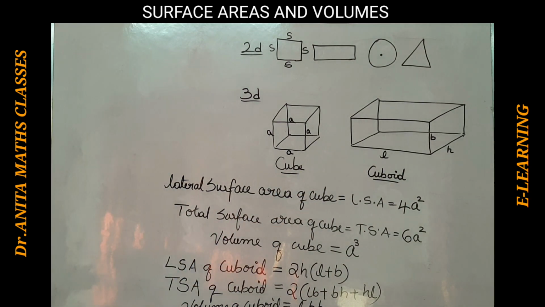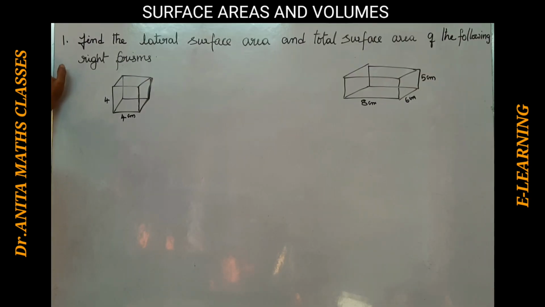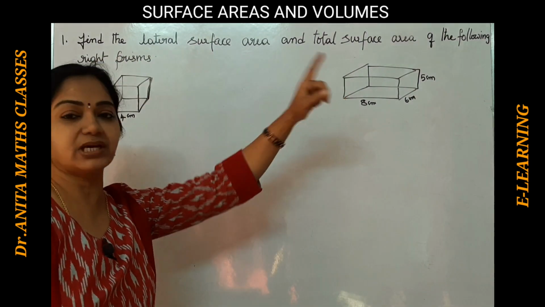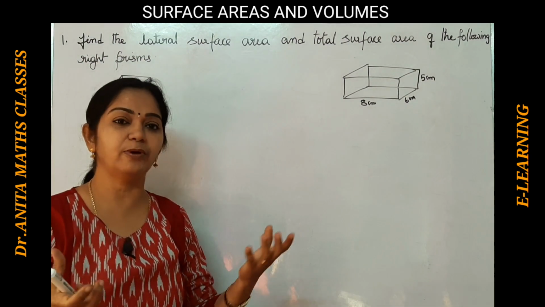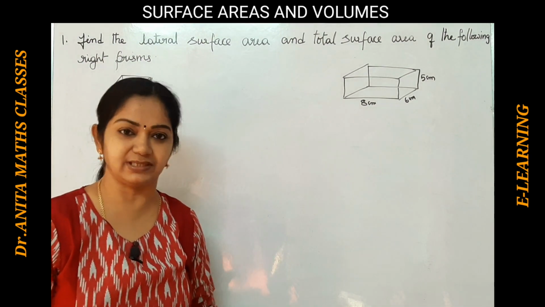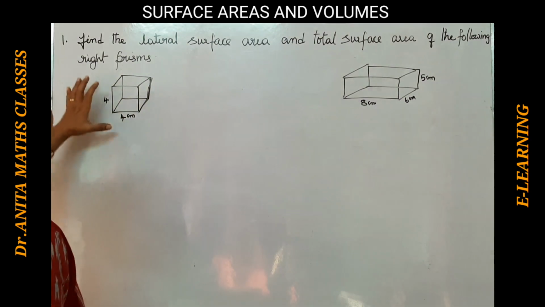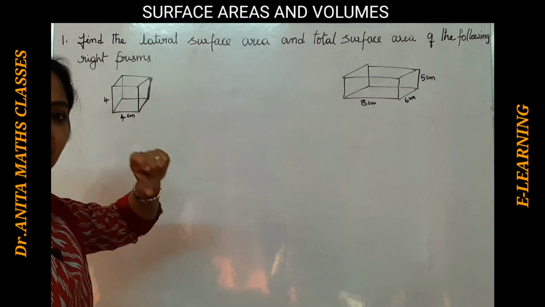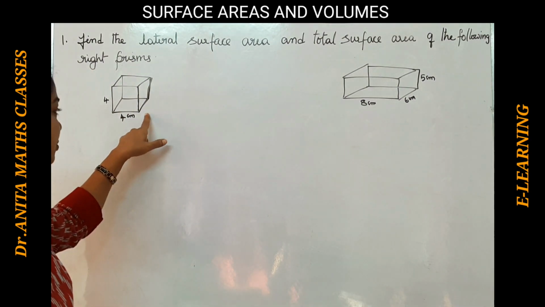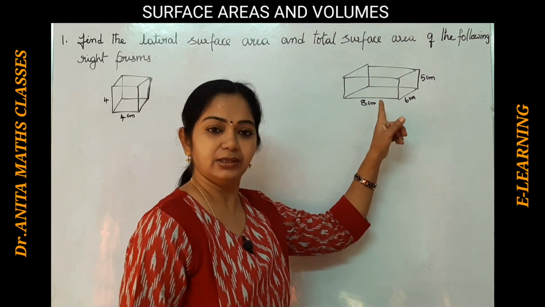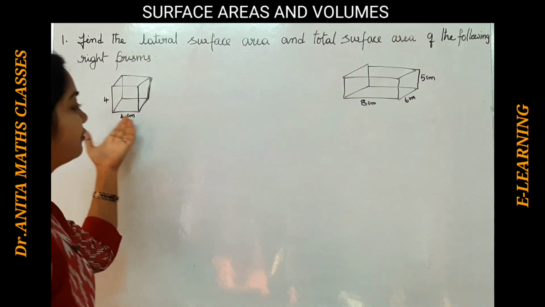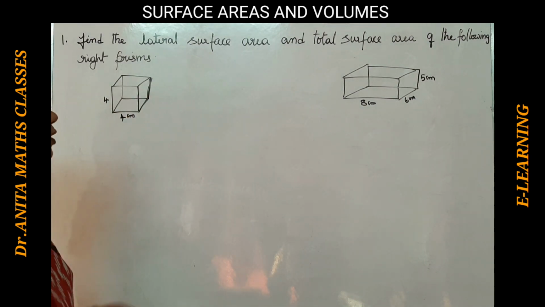Let's see the exercise problems. Question in the exercise 10.1. Find the lateral surface area and the total surface area of the following prisms. Now we discussed that the cube and the cuboid are the particular forms of prisms, isn't it? So in that prism, if all these faces are squares, it is called a cube, and if all the faces are rectangles, it is called a cuboid, isn't it?